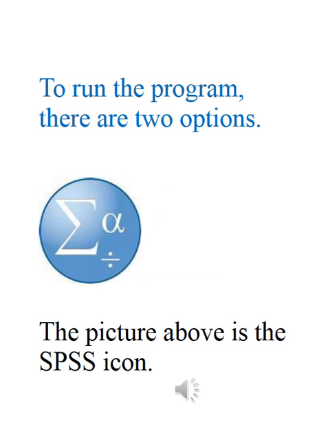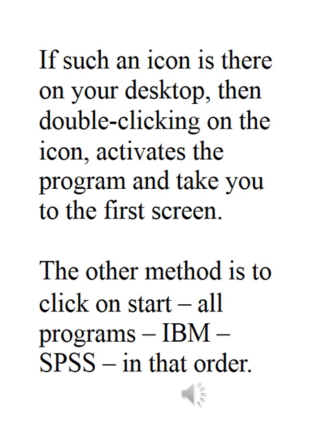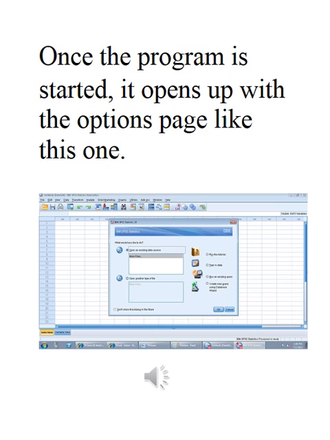To run the program, there are two options. The picture above is the SPSS icon. If such an icon is there on your desktop, then double-clicking on the icon activates the program and takes you to the first screen. The other method is to click on Start, All Programs, IBM, SPSS, in that order. Once the program is started, it opens up with the options page like this one.